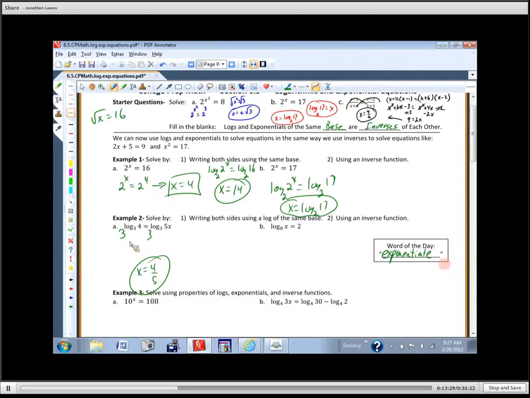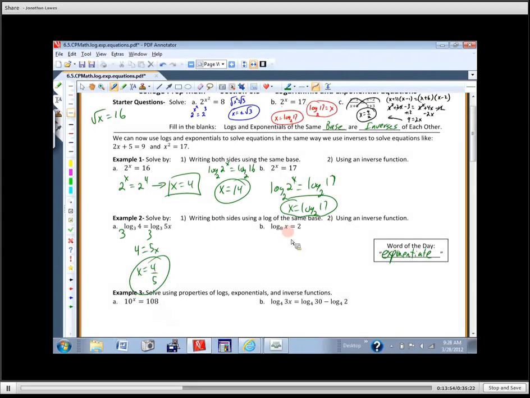So if I do 3 to this side and 3 to this side, what does exponential base 3 do to log base 3? Undoes it. What does exponential base 3 do to log base 3? Undoes it. We get this here. Same equation, solve it, you get x equals 4/5. Okay? Any questions?